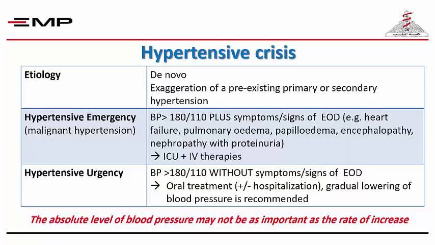Whereas urgency is a blood pressure more than 180/110 without symptoms and signs of end organ damage. This can be managed by oral treatment with or without hospitalization. Gradual lowering of blood pressure is recommended. Absolute level of blood pressure may not be as important as the rate of increase.